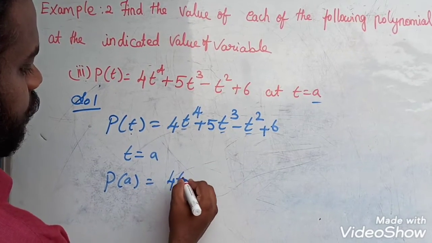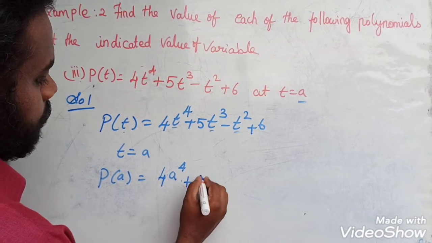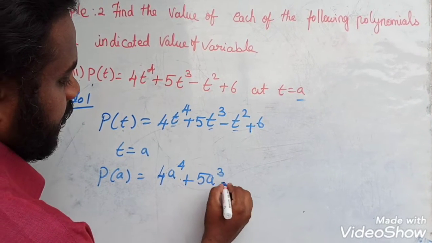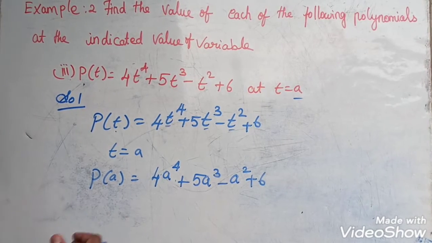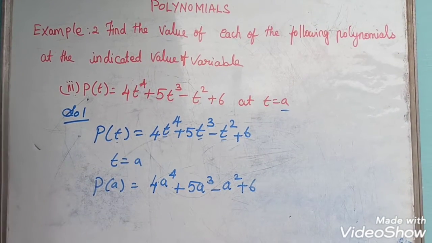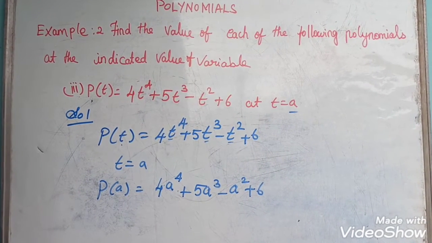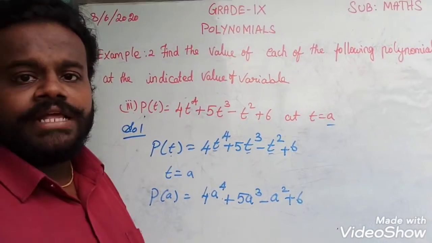So directly 4a power 4 plus 5a power 3 minus a square plus 6, because both are variables only. Instead of the variable t, I substitute a. The answer is 4a power 4 plus 5a cube minus a square plus 6. Next we move on to example number 3.